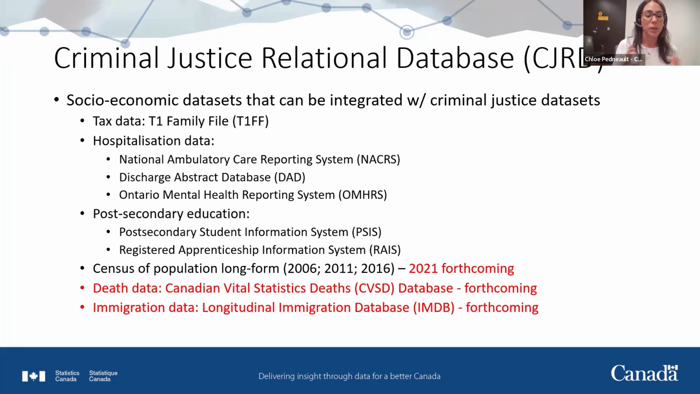The next set of files would be the post-secondary education. So this includes the post-secondary student information system, that's universities, and then the registered apprenticeship information system, obviously apprenticeship programs. Unfortunately, we don't have a similar data set for high school, which is really unfortunate. I've looked into it, and we just don't have the personal identifiers on those files to do these types of linkage with. But the post-secondary education files can provide some useful information on enrollment and completion of post-secondary education.